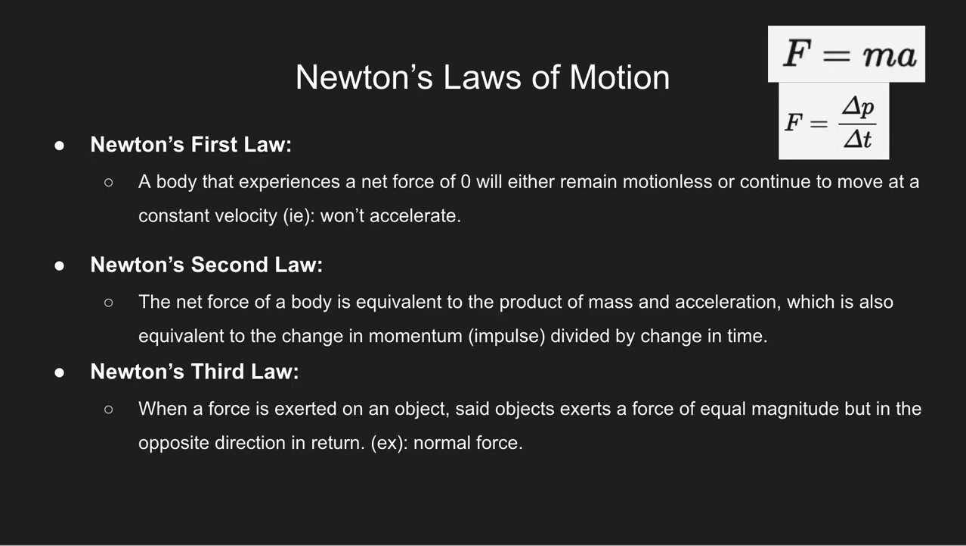Now moving on to Newton's laws of motion, you have Newton's first law, which states that a body which experiences a net force of 0 will either remain motionless or continue to move at a constant velocity, meaning it won't accelerate. That's a good segue onto Newton's second law, which states that the net force on a body is equivalent to the product of mass and acceleration, as you can see here, F equals ma. It's also equivalent to the change in momentum, which is impulse, divided by the change in time, which, as you can see, is equal to delta p, or J, divided by delta t.